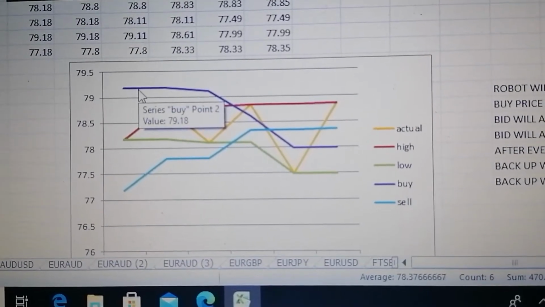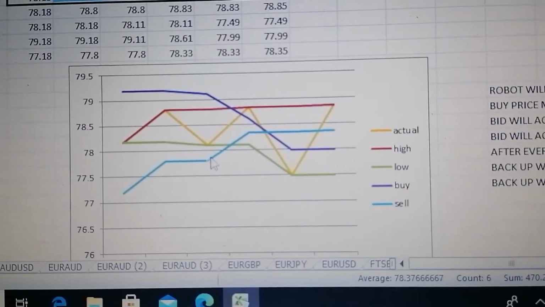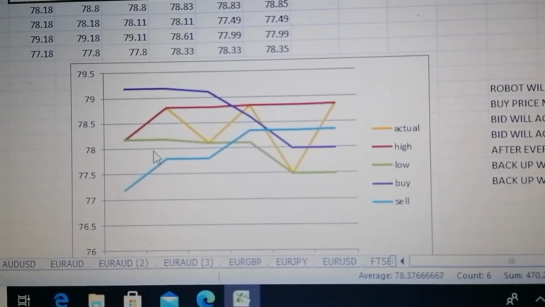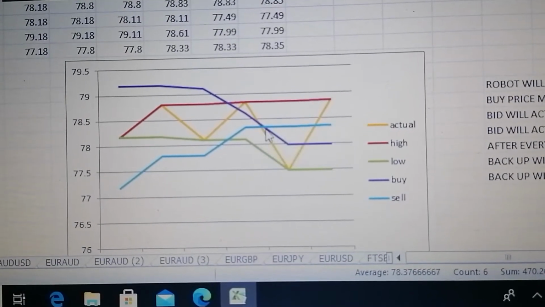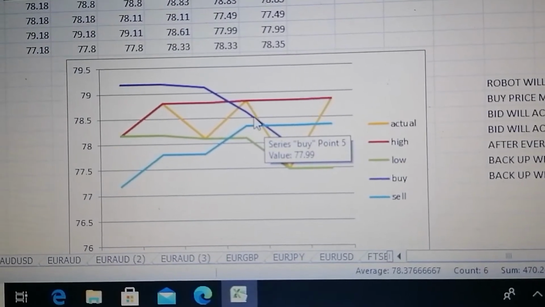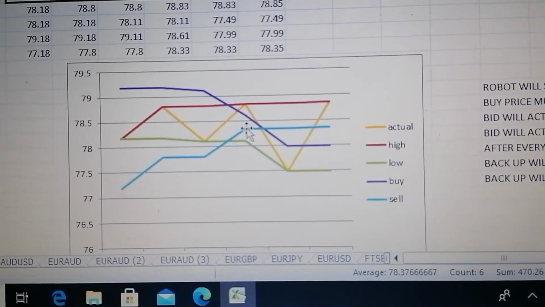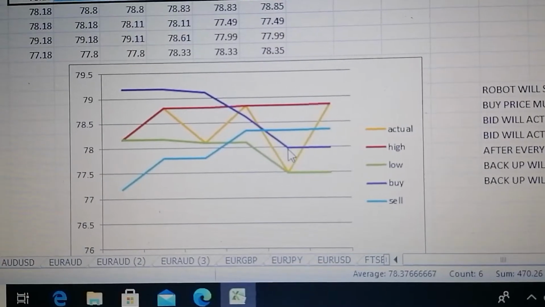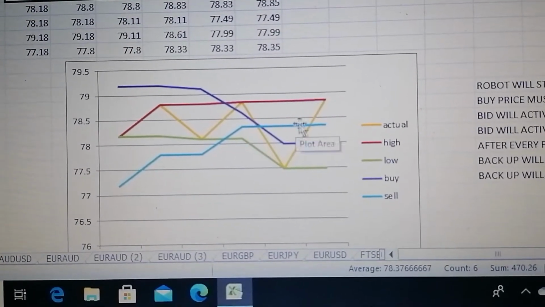So when the buy point is higher than the sell point, the buy automatically turns to a sell until the buy crosses the sell point, which is the equilibrium. So you can see here, this is the equilibrium point where the buy price crosses over the sell price. Immediately the buy price crosses over the sell price, the buy becomes the true buy position and the sell becomes the true sell position.